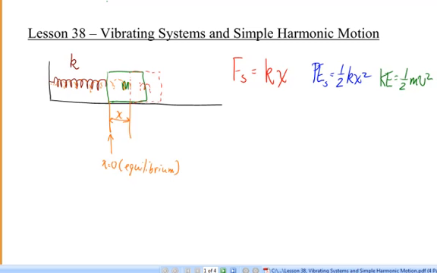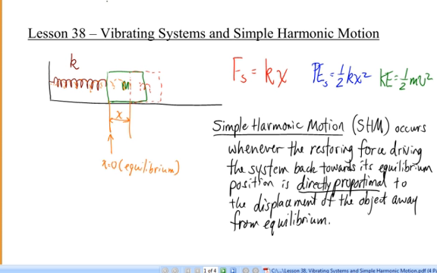We say that simple harmonic motion occurs when I have some system, whether it's a mass on a spring or a pendulum or some other system, in which the force that drives the system back towards equilibrium is directly proportional to the displacement. The big deal in this is the fact that we have a directly proportional relationship. In other words, the force is proportional to the displacement raised to the first power. And that's what we have in Hooke's law.